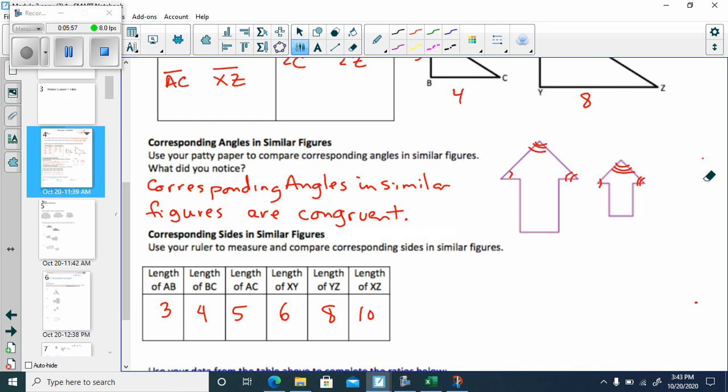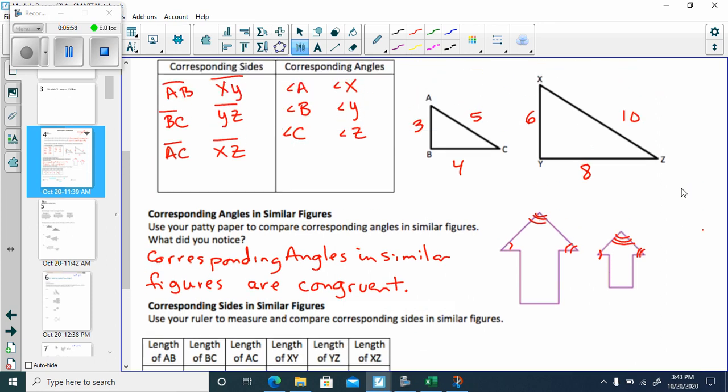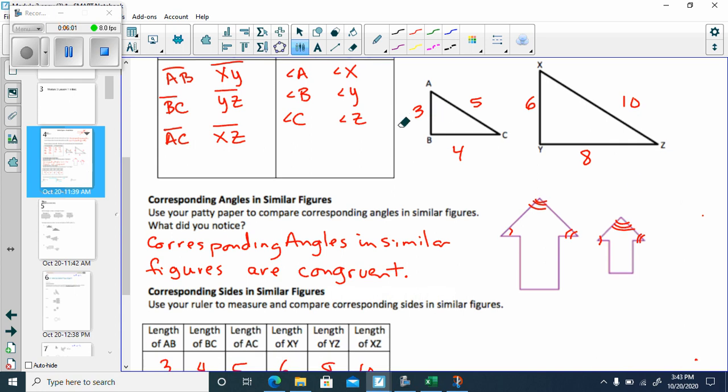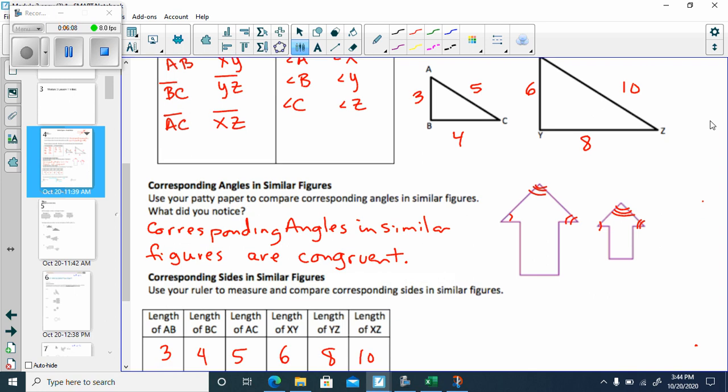Now I'm going to set up some scale factors. We need to see if the sides are proportional, so let's set up some ratios of the sides. I want to talk about scale factor first because this is going to help us understand these ratios. The scale factor, when we are creating a dilation, is equal to the length of an image side over the length of its corresponding pre-image side.